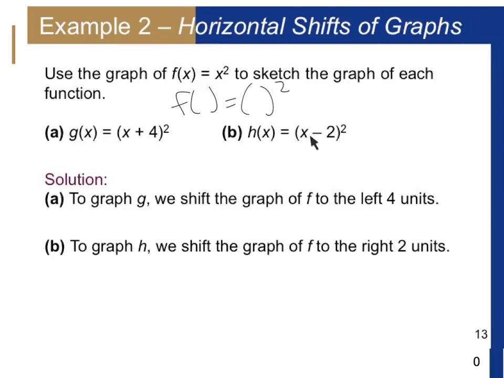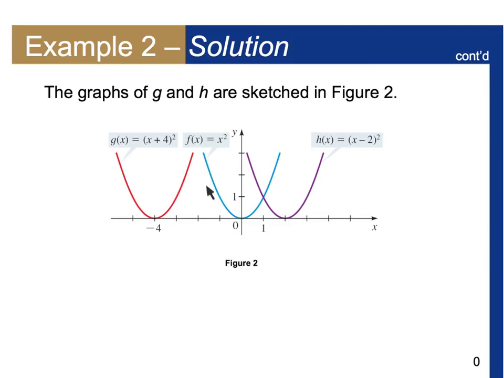And then here, we're plugging in x minus 2 in our function instead of x. So for h, we're going to move x squared 2 to the right. So we can see that the blue one is our x squared. X plus 4 squared is shifted the whole thing 4 to the left. And then h of x equals x minus 2 squared, we shift the whole blue one 2 to the right to get the purple there.